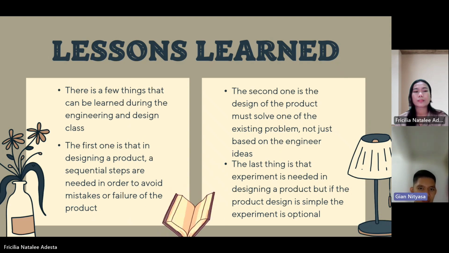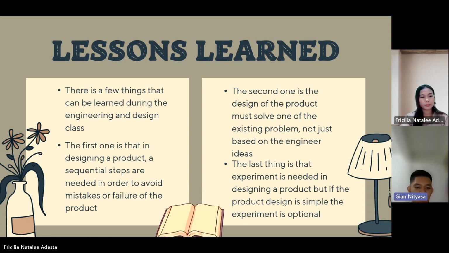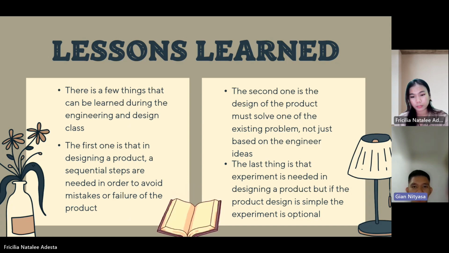Okay, so lessons learned. There are a few things that we can learn from the engineering and design class. The first one is that in designing a product, there are sequential steps that are needed in order to avoid mistakes or failure of the product. The second one is that the design of the product must solve an existing problem, not just be based on engineering ideas. And the last one is that experiments are needed when designing a product.